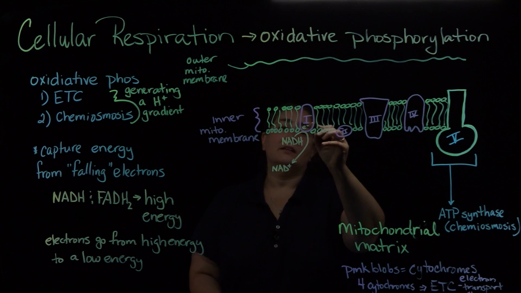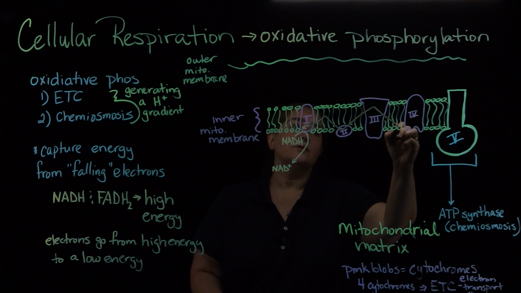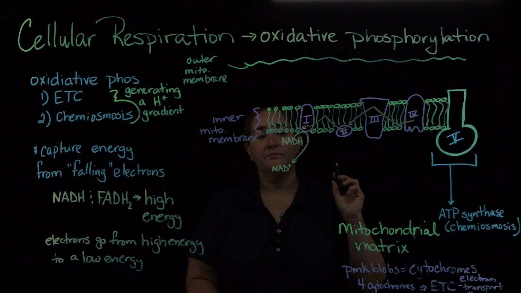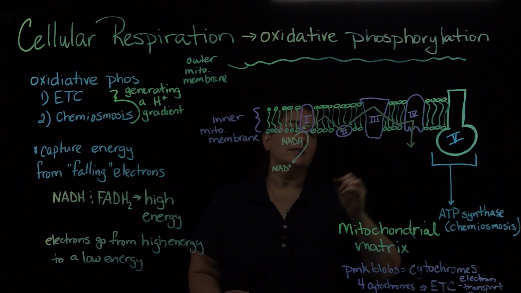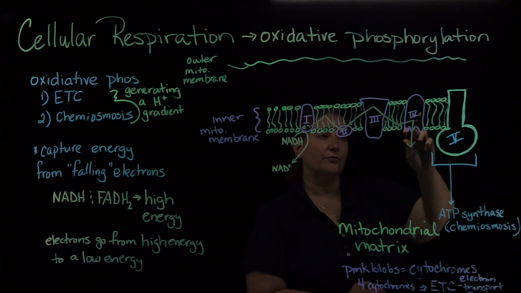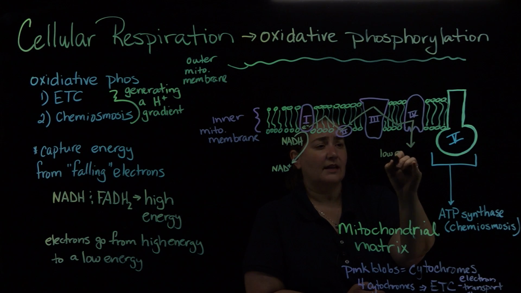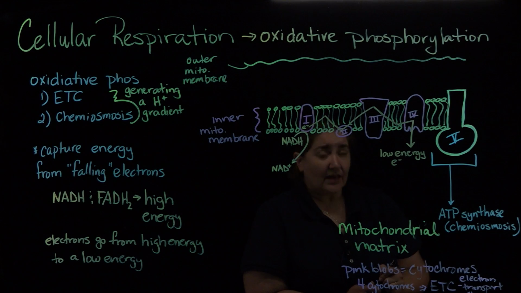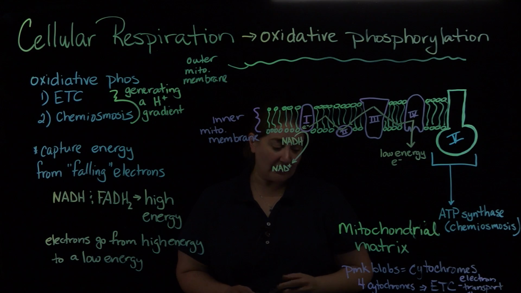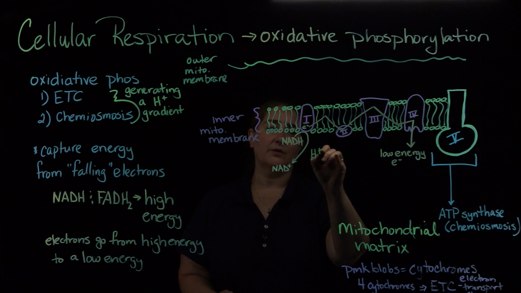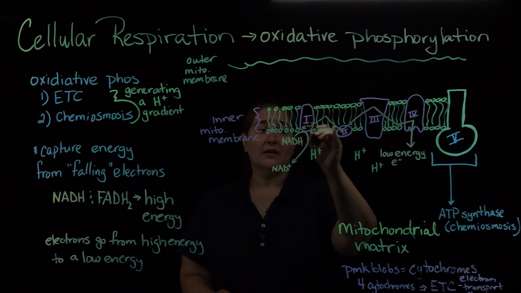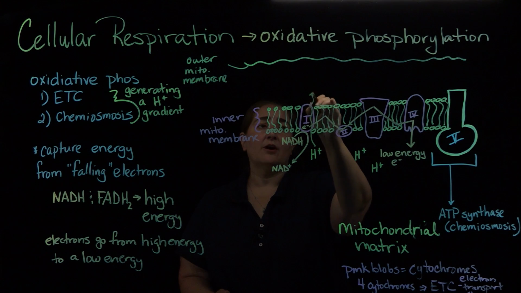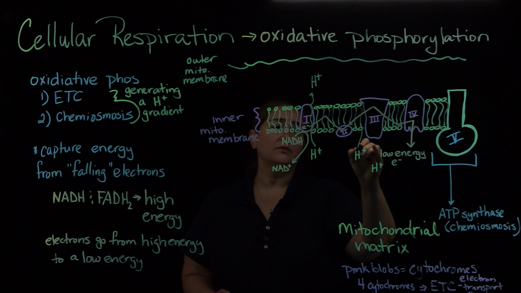And then what's going to happen? That electron is going to bounce around in the inner mitochondrial membrane. It's going to jump from protein to protein until it exits through the 4th cytochrome, now as our low energy electron. What's going to happen as that electron bounces through our membrane? The energy that goes from high to low energy is going to allow hydrogen to move across.